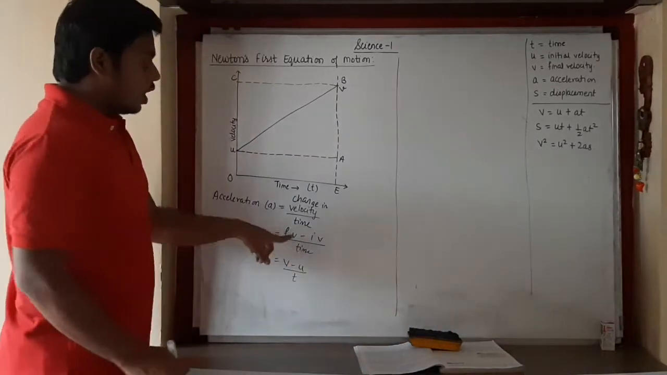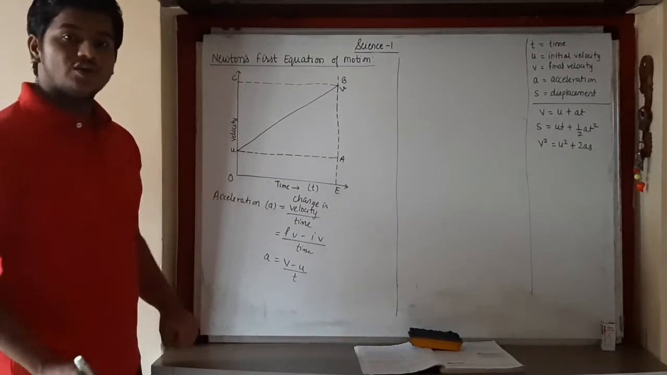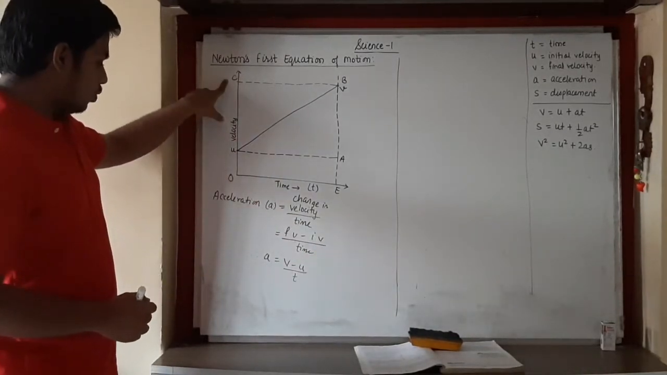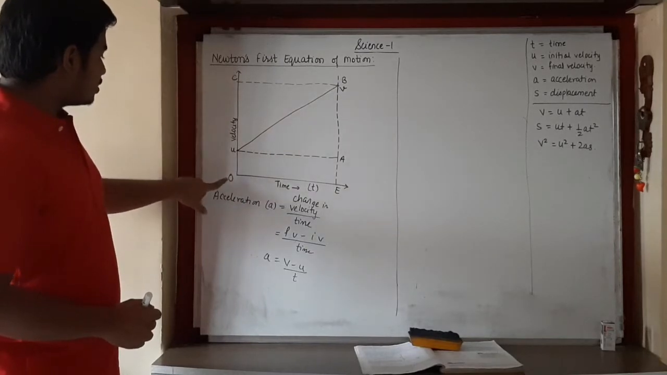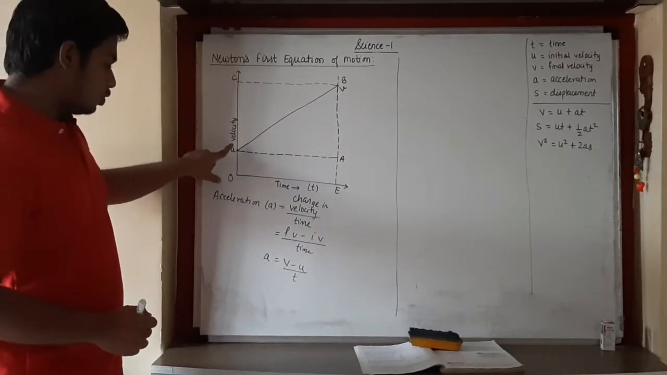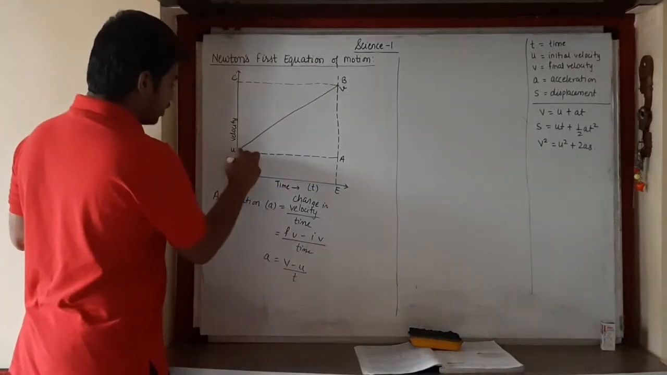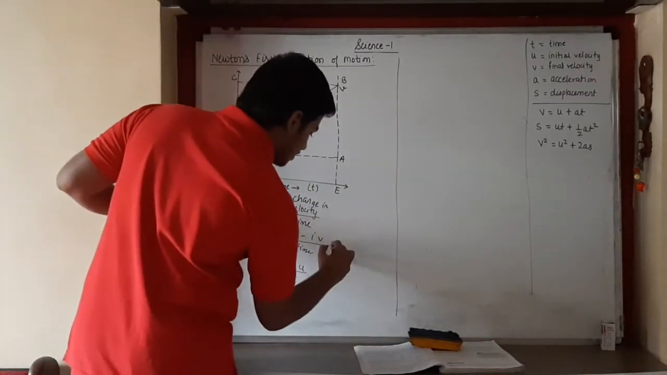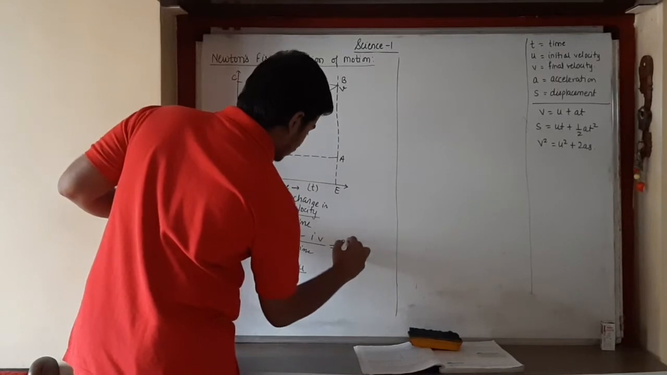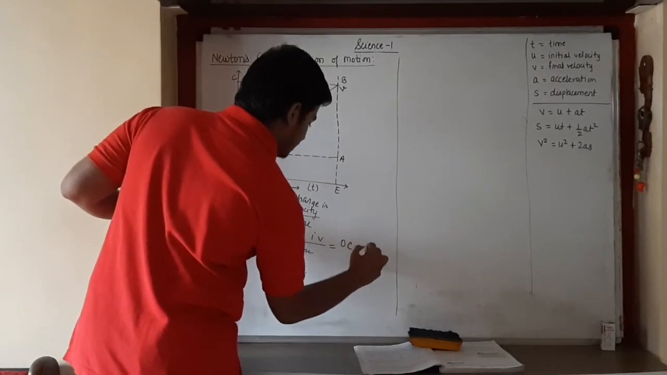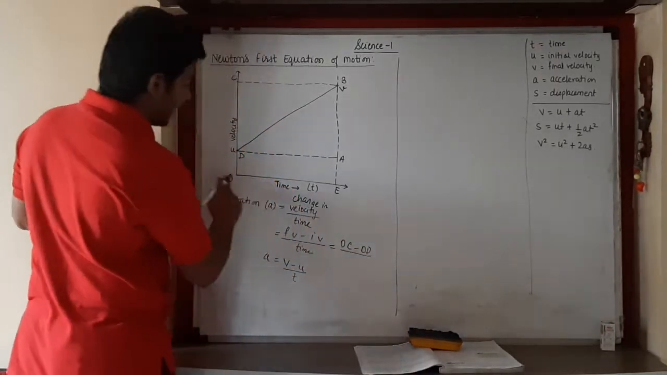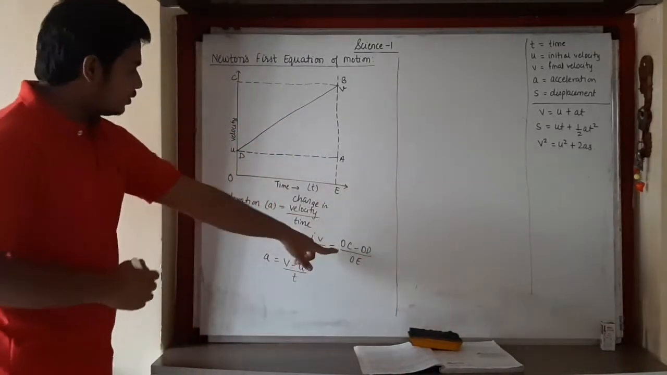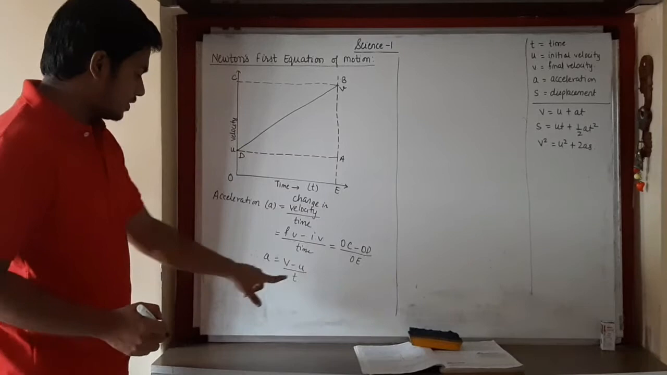Before coming to this, how are final and initial velocity represented on the graph? Final velocity is represented by OC. Initial velocity is represented by O till this point. Let us label this point as D. So OD. So what we can say here is acceleration is OC minus OD divided by time, which is represented by OE. We have substituted the symbols and we have got this expression.